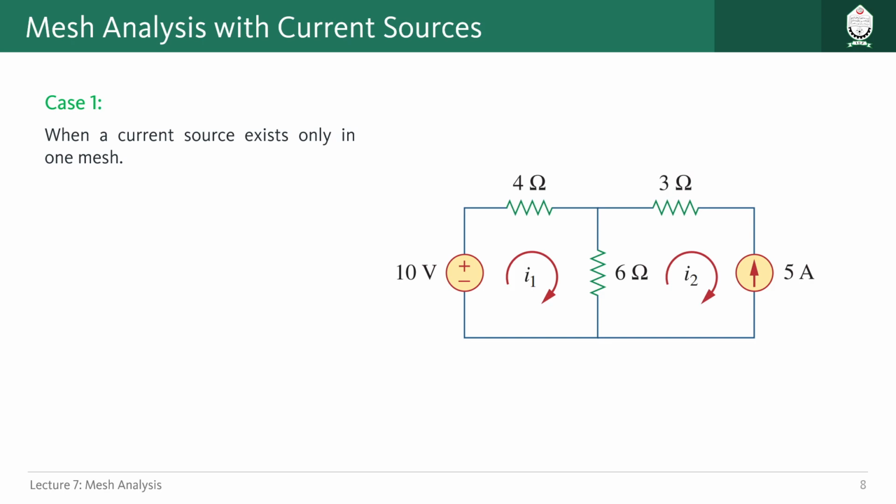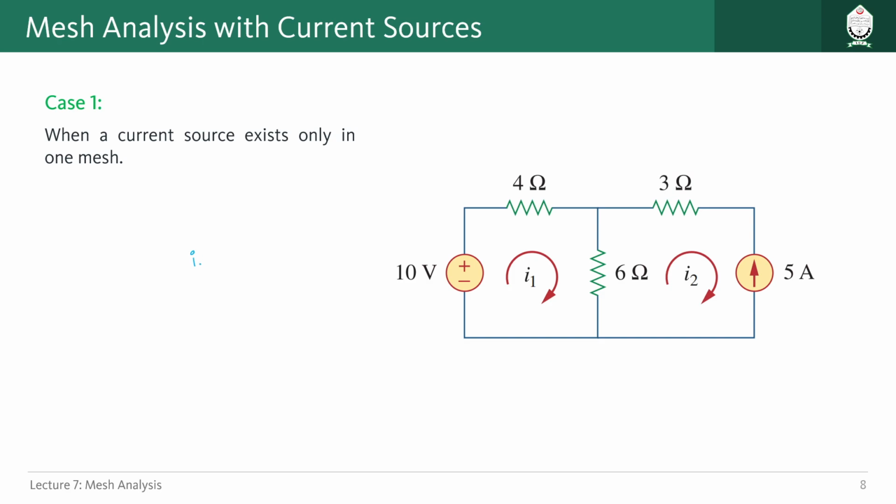So we have 2 different cases. First case is when we have a current source which exists only in one mesh. So like in this circuit here, you see we have a current source, but that exists only in this mesh, no other meshes. So actually because of this current source, the whole circuit becomes even easier, because as we have 5 ampere current flowing in this direction and mesh current is I2 in the opposite direction, we directly can write something like this for mesh 2.